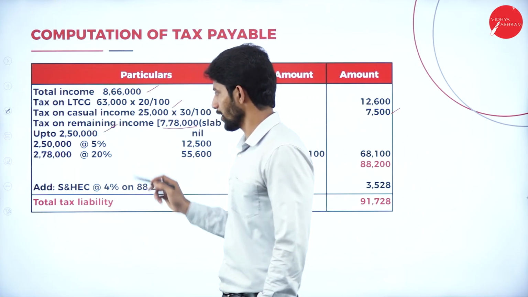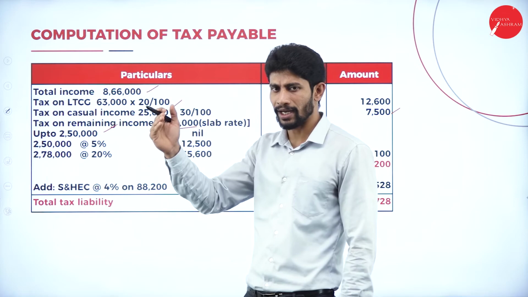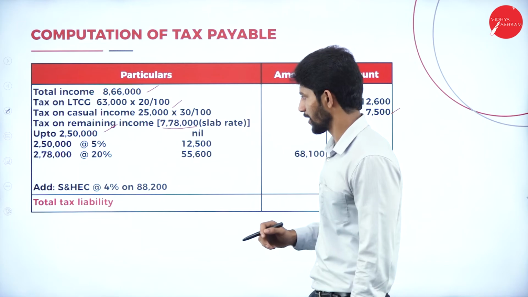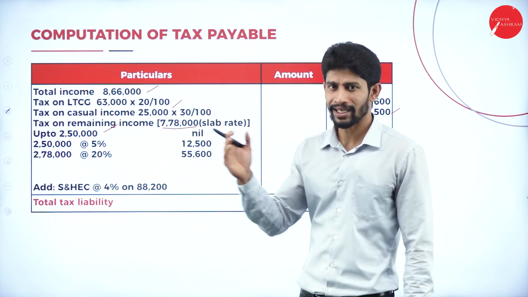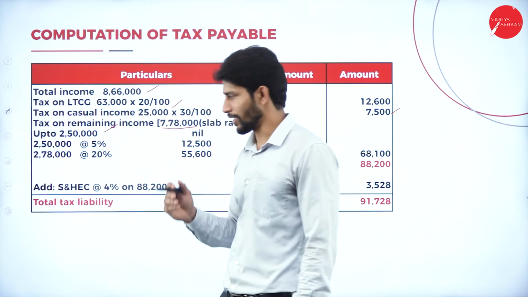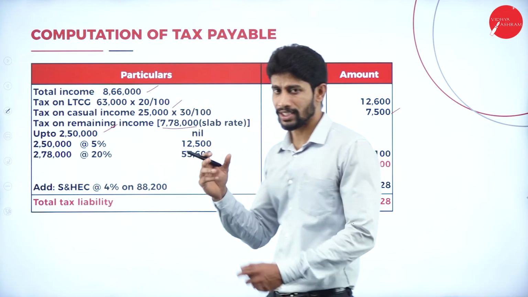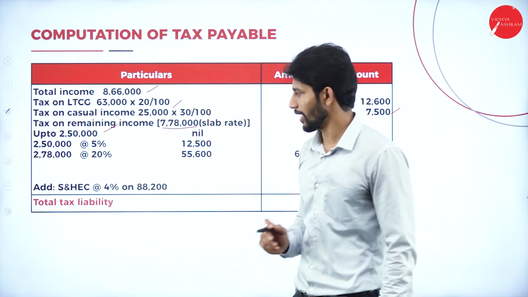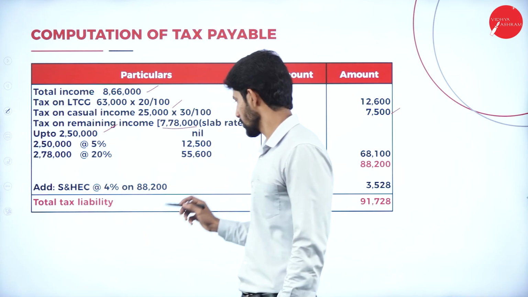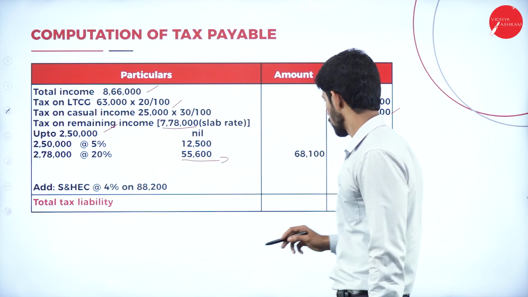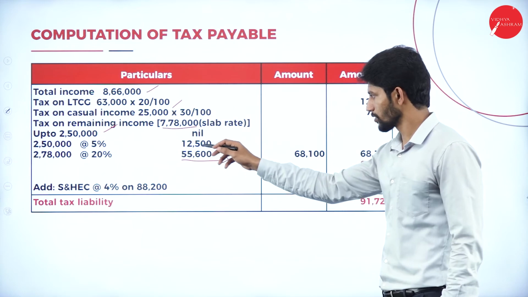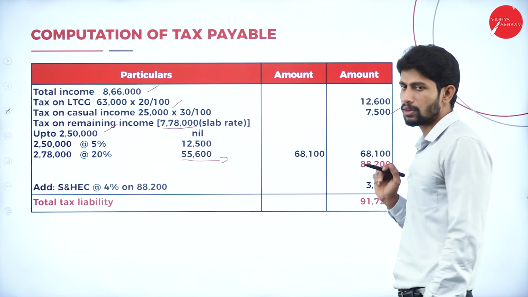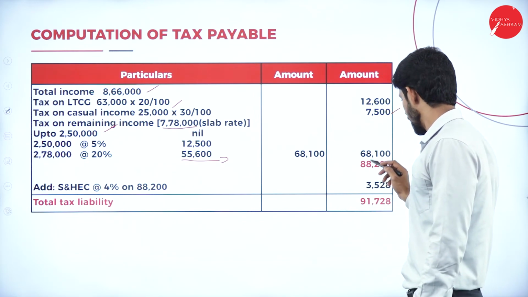So up to 2,50,000, no tax. Next, 2,50,000 to 5 lakh. What is the difference amount we have? 2,50,000, 5% tax, 12,500. Next, 5 lakh to 10 lakh. What is the difference amount we have? It is 2,78,000. So 2,78,000 into 20%, you will get 55,600. So here in the amount column, you will get the total of these two, 68,100. So take it to outer column, add all the values of outer column, you will get 88,200.